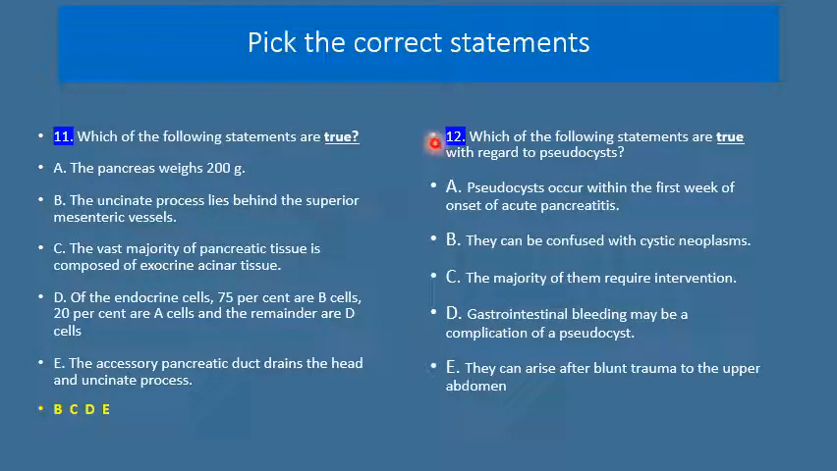Question number 12. Which of the following statements are true with regard to pseudocyst of the pancreas? A. A pseudocyst occurs within the first week of onset of acute pancreatitis. B. They can be confused with cystic neoplasms. C. The majority of them require surgical intervention. D. Gastrointestinal bleeding may be a complication of pseudocyst. And E. They can arise after blunt trauma to upper abdomen. And the right answers are B, D, and E.